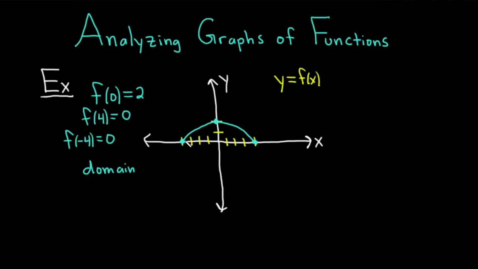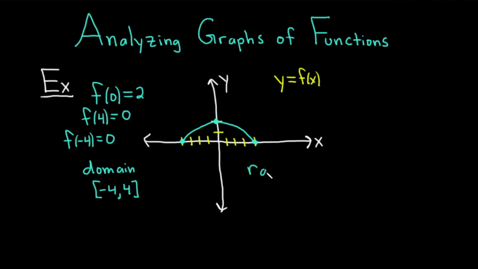So if you look here, the smallest x value is negative 4, and you include it because you actually get a y value there, you get 0. So the domain here, go back to blue, would be bracket negative 4 to 4. The domain is the set of all inputs, okay? It's all the x values that give rise to y values.